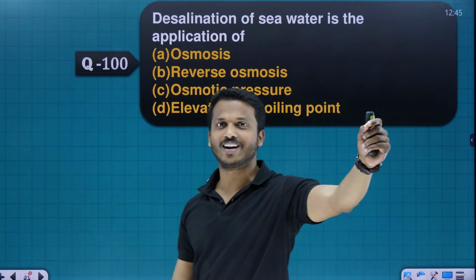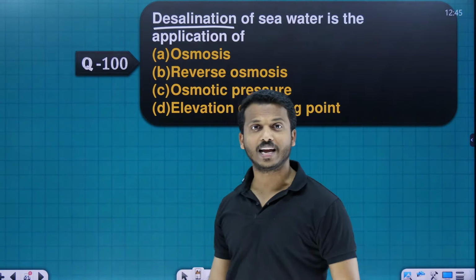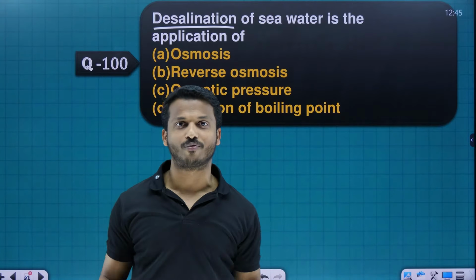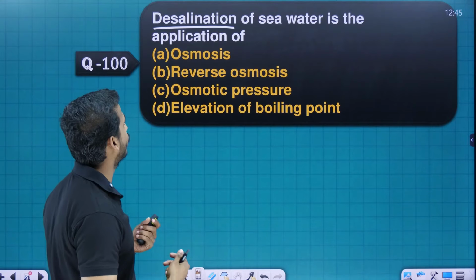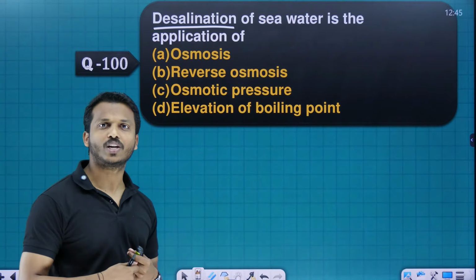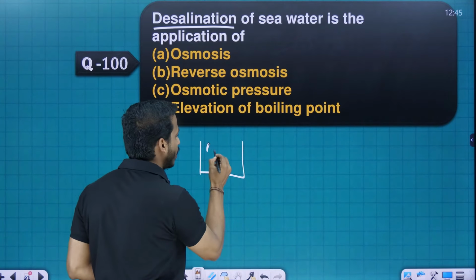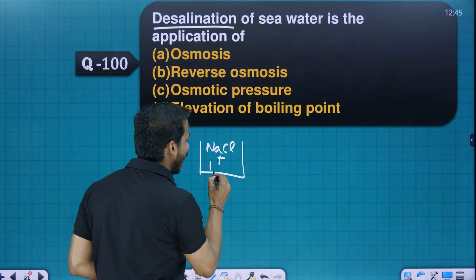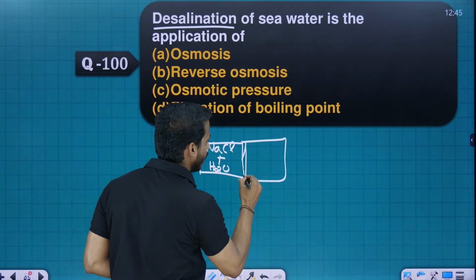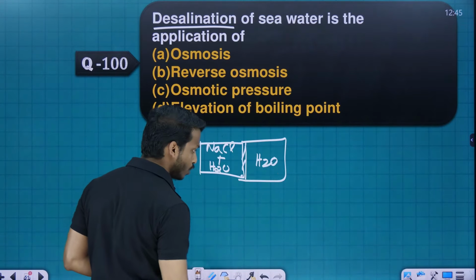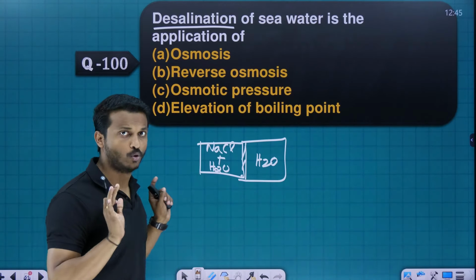And it is our last question, 100. Desalination. What do you mean by desalination? Removal of salt from seawater. Removal of salt from seawater is the application of which process? If you consider seawater on the left side, it contains NaCl and water, and normal water I'm taking in another chamber. So what is our purpose? NaCl we want to remove.